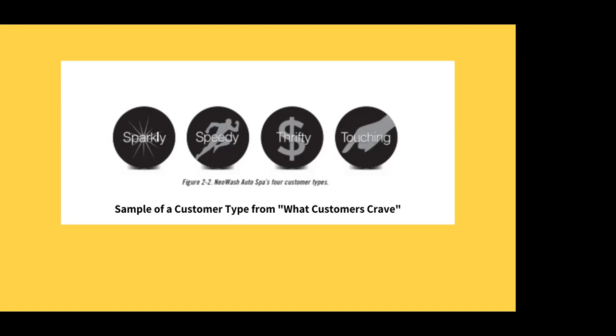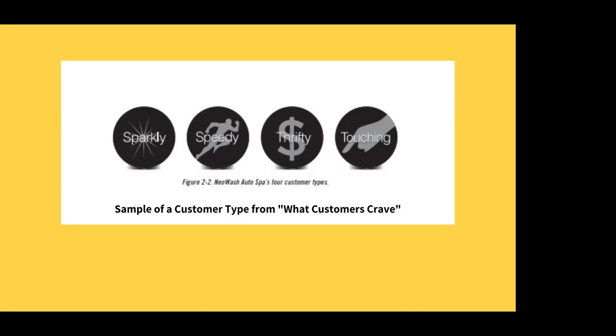For sparkly, what was really important was having a clean car regularly, showing off. It was a little bit of tapping into the ego part of their persona. Speedy was all about getting in and getting out as quickly as possible. Thrifty was about the price, and touching, they actually wanted to be able to do part of the process themselves.